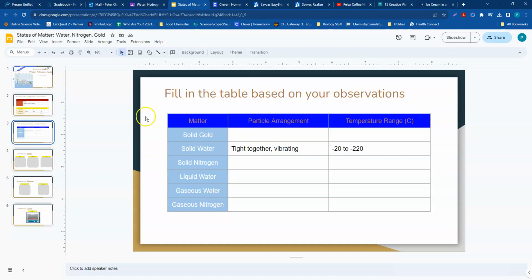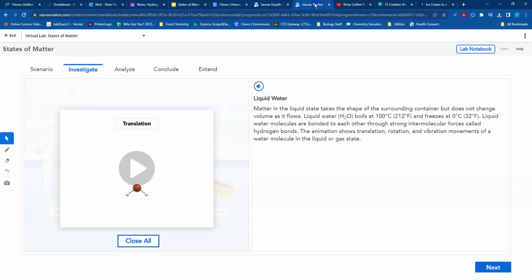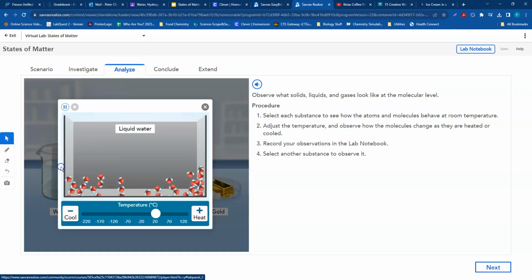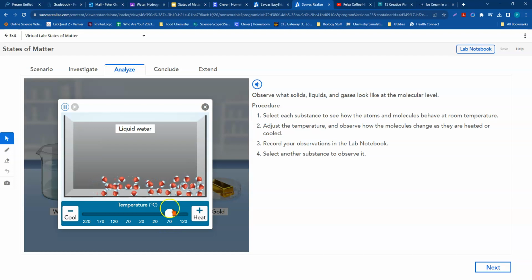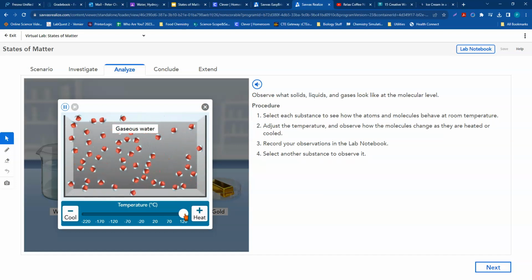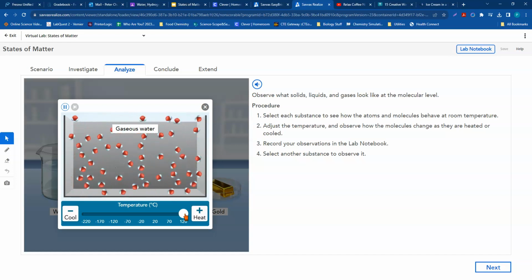Okay, next slide. Go back to the lab. We're at the Analyze tab now, and once again we're going to go to each material and see what's what. With water, we can see that water is liquid at 20 degrees Celsius. It's still water at 70 degrees Celsius, but we can see that it's moving a little faster, that translation, rotation, and vibration are happening. And at 120, that's above the boiling point, so that's when it starts getting into gas. Okay, so the steam that we've seen before.